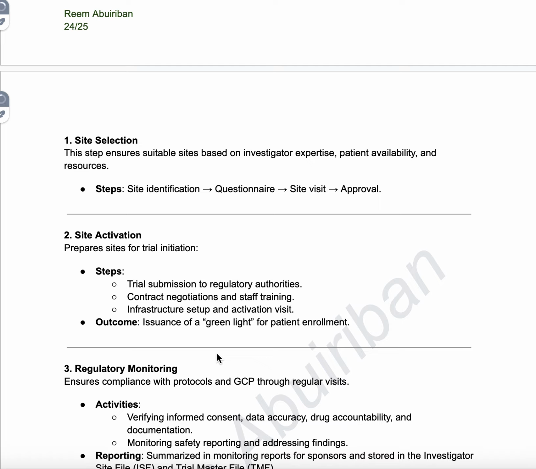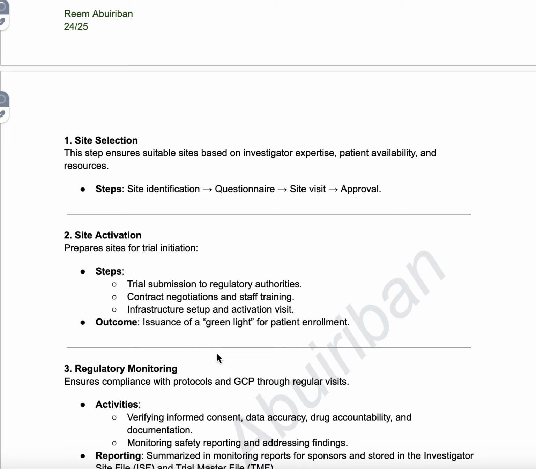So after site identification, we make a questionnaire, then after the questionnaire we make a site visit, and after the site visit we do the approval. That is the site selection. So again, this step ensures suitable sites based on the investigator expertise, patient availability, and resources. The steps are site identification, questionnaire, site visit, and approval.